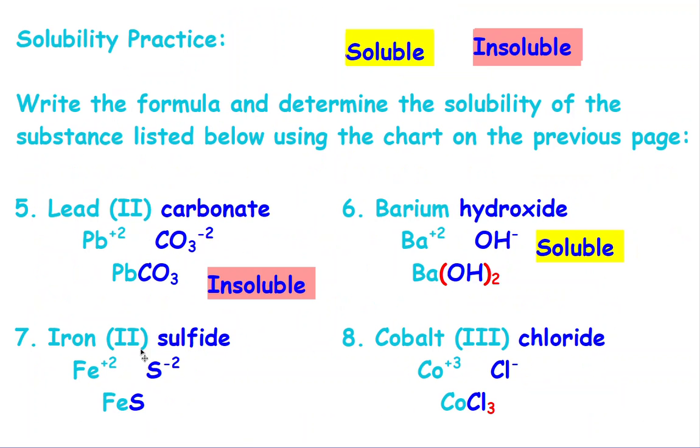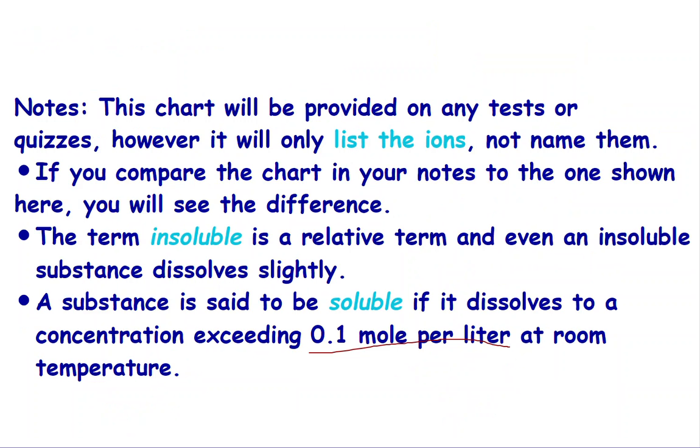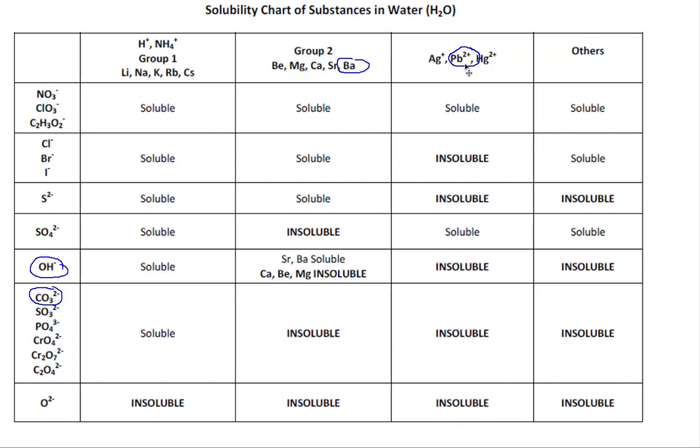Just a couple more. Iron 2 sulfide, there's the chemical formula. This is one that it reduces down. So iron 2, if we look across the top, you'll see that there isn't anything specifically with iron, so you can assume that it's under the others. Okay, so iron 2 sulfide, there's sulfur or sulfide, and that is insoluble.